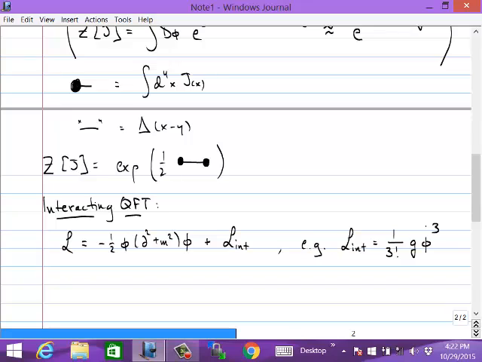So I'll call the constant in front of phi cubed g. I'll include a factor of 1/3 factorial for reasons that will hopefully become clear later on in this class. That's just a definition. That's just a notation of what I mean by g. And at least in principle, one could imagine going ahead and computing the correlation functions by now precisely performing this path integral, including this phi cubed term in the action.